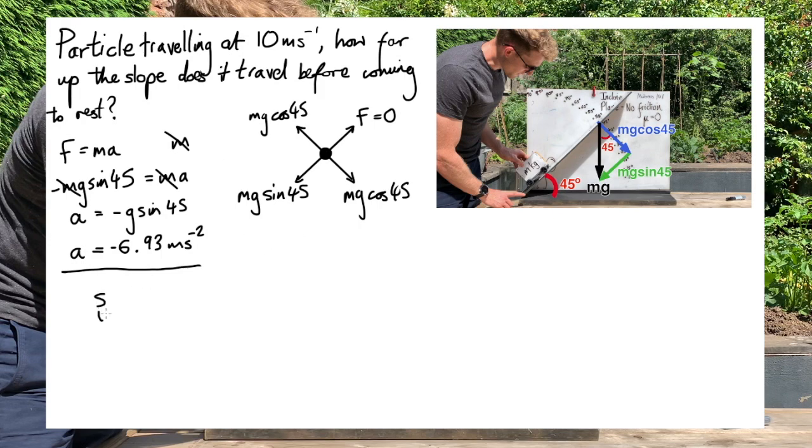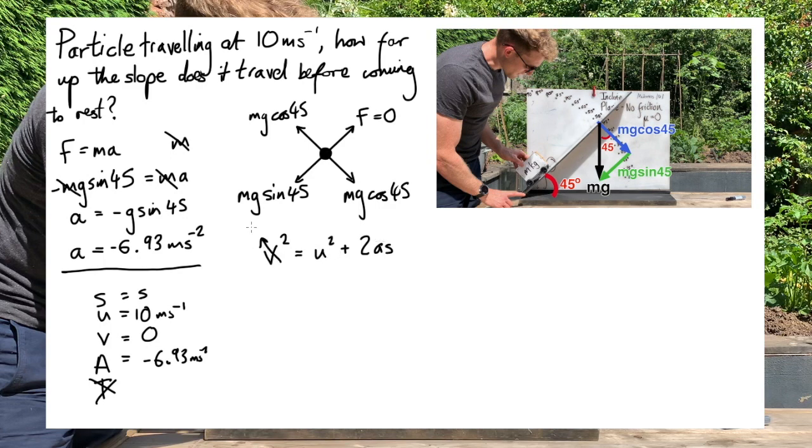So SUVAT, we know the acceleration, it's minus 6.93. We know that v is going to be 0 because it's going to come to rest. We know that u is 10 meters per second. We're trying to find s, and we don't need t. So we're going to use v squared equals u squared plus 2as. Well, v equals 0. We know that this acceleration is negative, so we can change this to 0 equals u squared minus 2as.